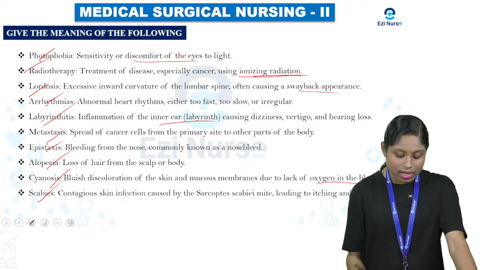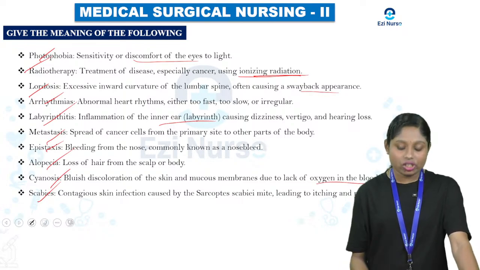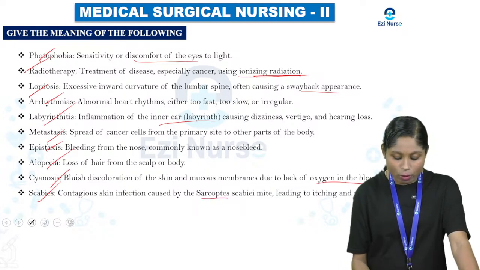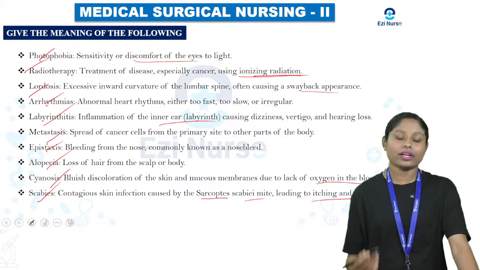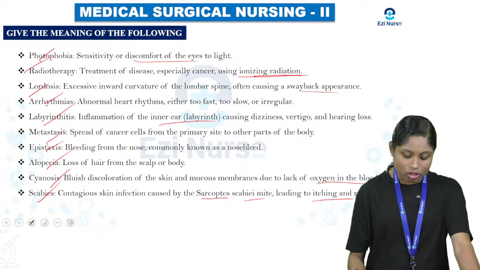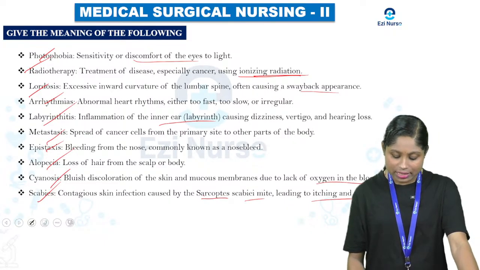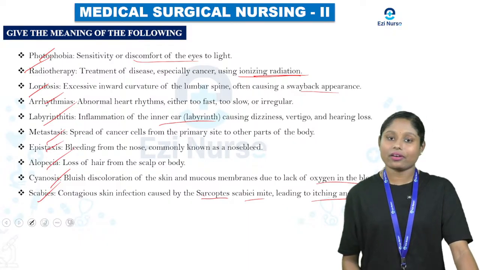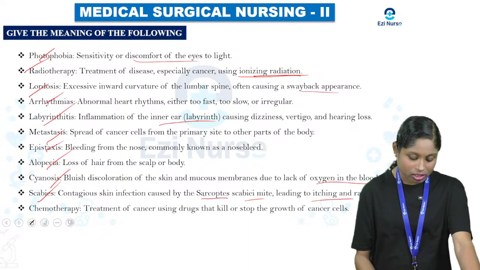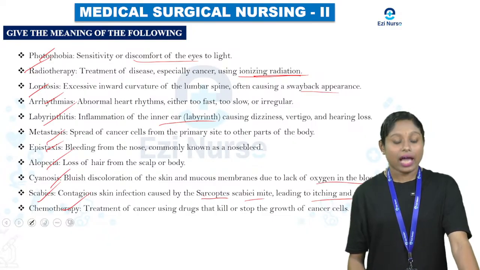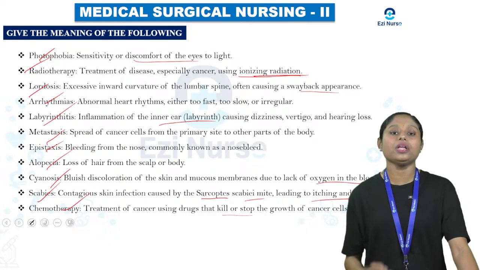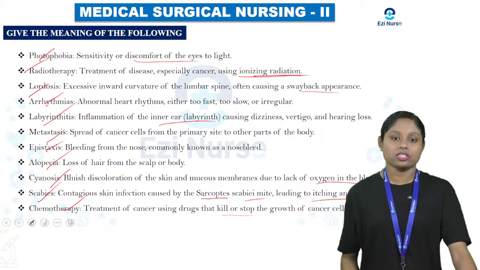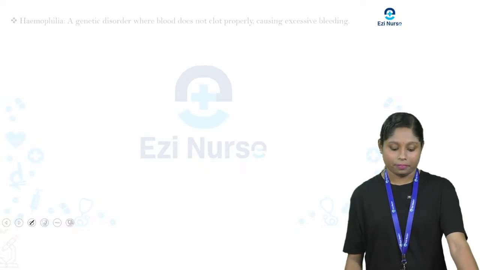Next is scabies. So what is scabies? It is a contagious skin infection caused by the Sarcoptes scabiei mite, leading to itching and rash. That is what is known as scabies. Chemotherapy, treatment of cancer using drugs to kill or stop the growth of cancer cells. Examples are vinblastine and cisplatin. So those are examples of chemotherapy.